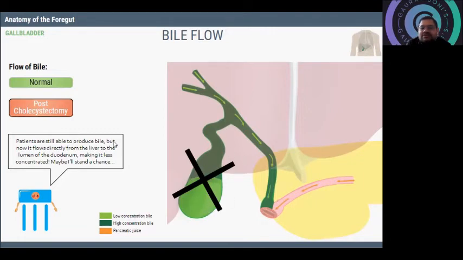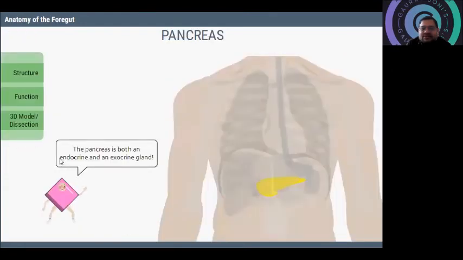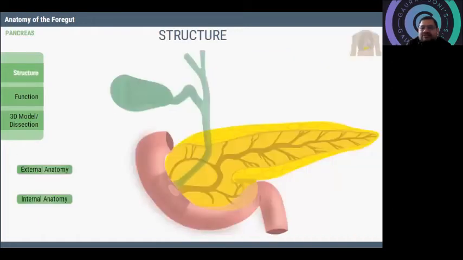So the patient will still produce the bile, but now it will flow directly to the lumen of the duodenum, making it less concentrated. Okay, but normal functions are still going to happen. The next organ which we have to discuss is the pancreas. The pancreas is both endocrine and exocrine. Sometimes it's also called a mesocrine gland.